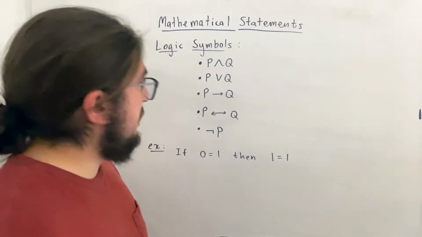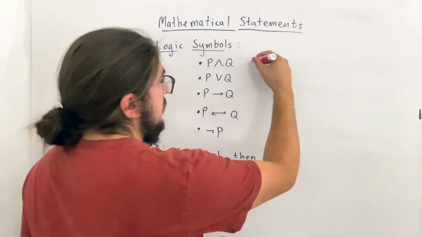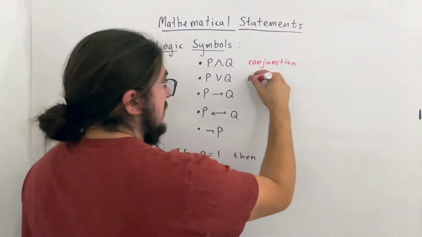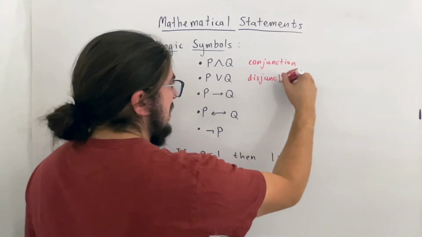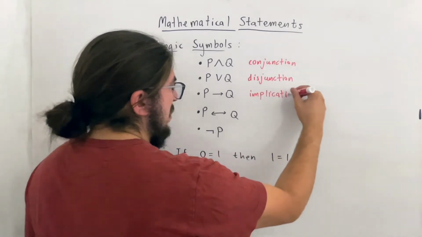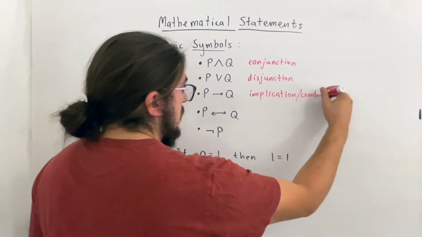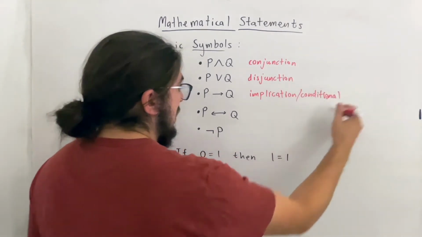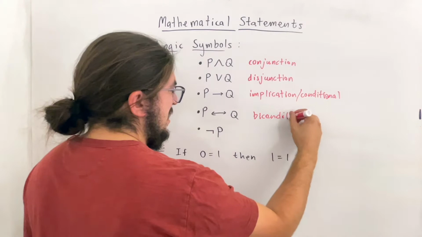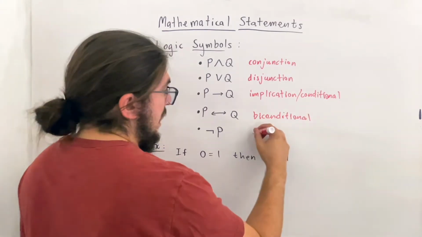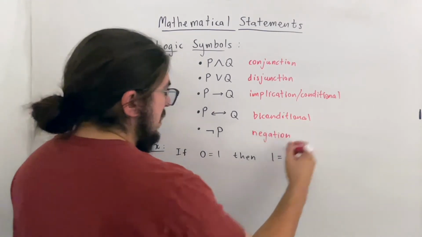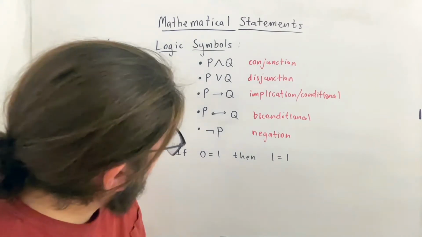Before we get to that, I want to describe here what these things mean. So this is known as a conjunction. This is known as a disjunction. This is an implication, or sometimes known as a conditional. This if and only if is a biconditional. And this is a not, which is known as a negation, actually. So these are the actual names that I have here. Remember the actual names of these symbols.